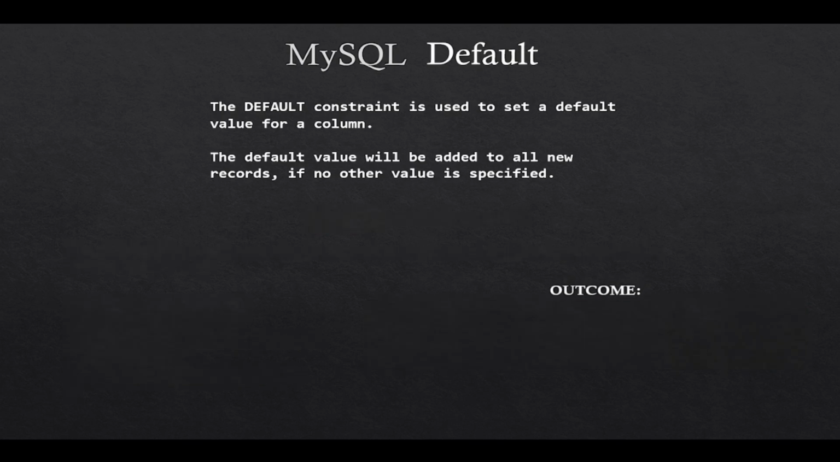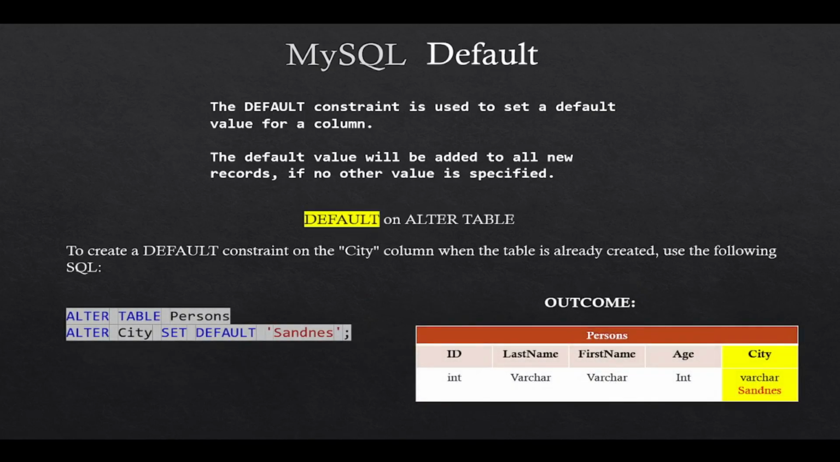So the last example is ALTER TABLE Persons. We just add the default 'Sadness' here on ALTER City. So DEFAULT is used to set a default value for a column. It is also added automatically if no other value is specified. So that is the SQL DEFAULT.